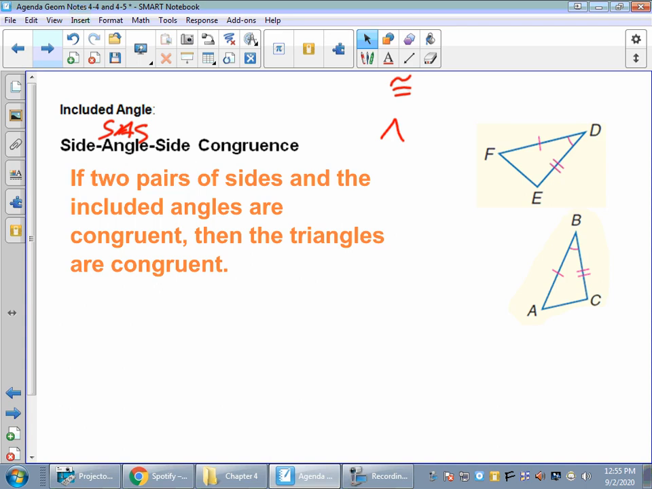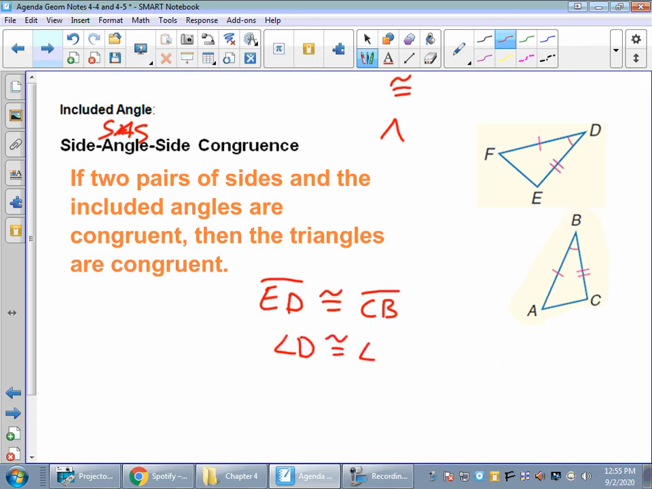In this one, we're taking a look at the sides first. Let's say you had side ED. Side ED has a double dash mark, so let's start with that one. That would be congruent to what side in the other triangle? It would be CB because of the double dash mark there. Looking at the included angle, D and B, angle D would be congruent to angle B. And then for another side, side AB is congruent to side FD.